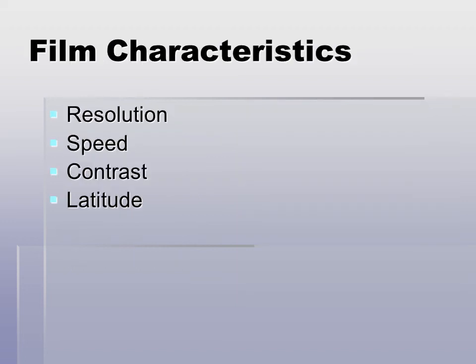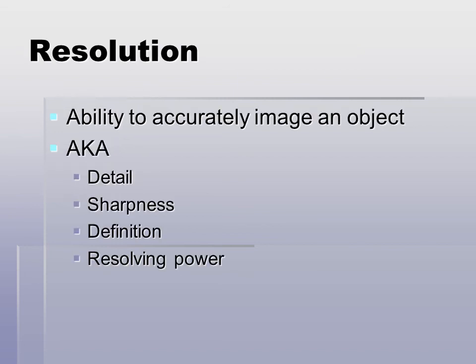Film characteristics, and we'll discuss each of these individually as we go through here: resolution, speed, contrast, and latitude. Resolution is the ability to accurately image an object. Again, resolution is known as detail, sharpness, definition, resolving power. All of those are still representing resolution.